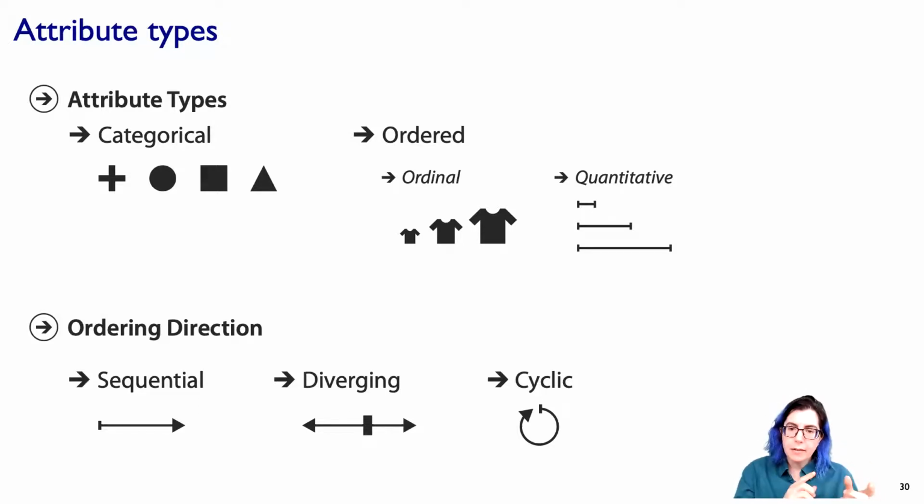Some ordered data is not quantitative. We're going to call that ordinal. For example, a medium t-shirt is certainly between a small t-shirt and a large t-shirt, but you can't do arithmetic on them. It's not defined.